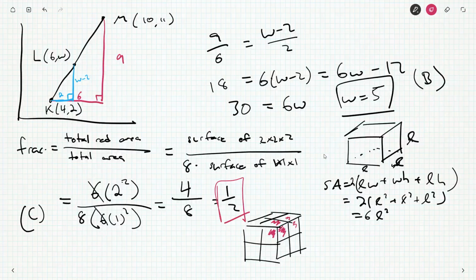That argument would break down if it were a 3x3x3 that we made, because then you'd have a cube on the inside that didn't get painted red at all, or a cube on the edge that only had 2 sides painted, that sort of thing. But it works for the 2x2x2.